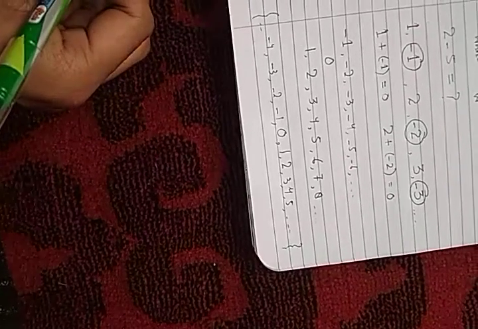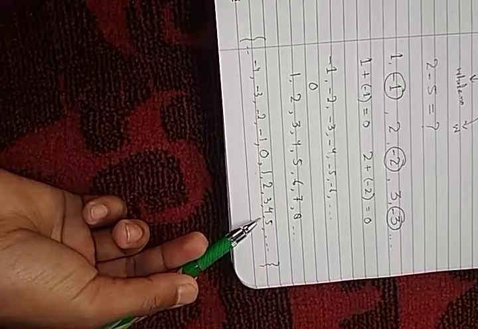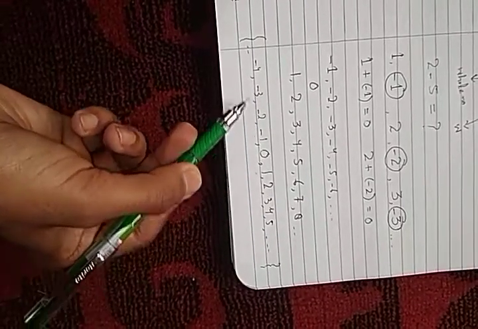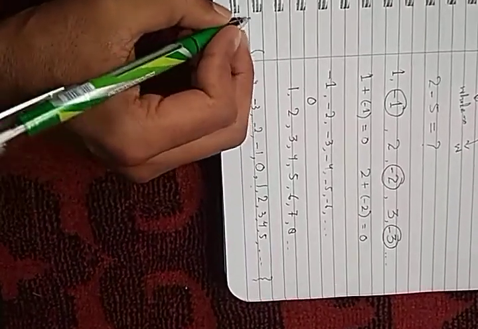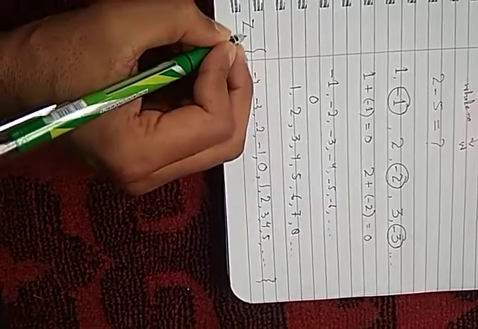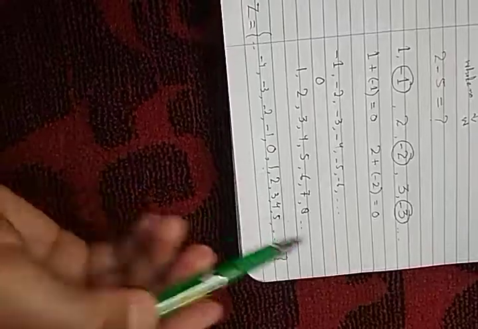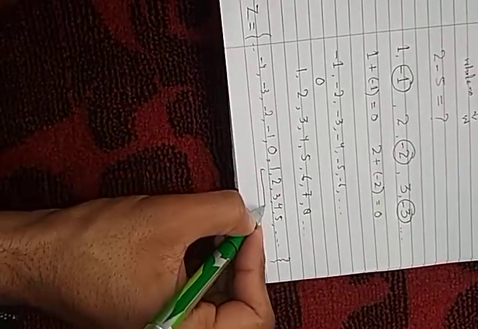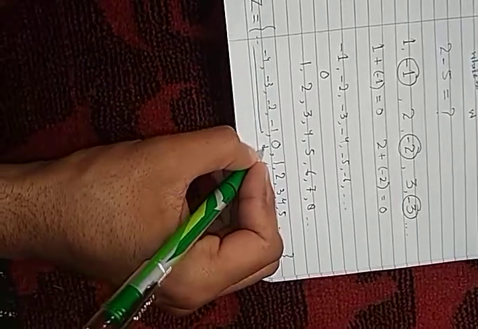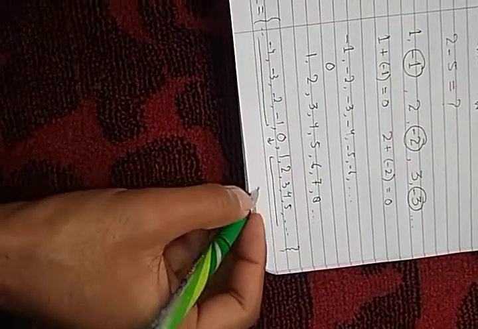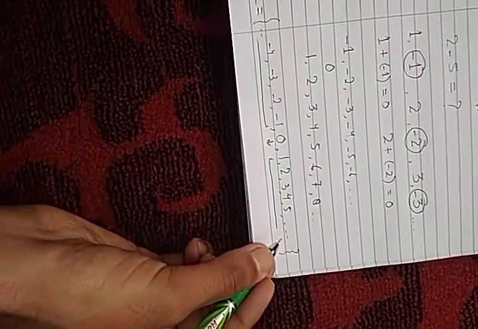That is, the set of integers consists of natural numbers, 0 and the negatives of natural numbers, and it is denoted by the capital letter I or Z. That is, Z will be equal to this set, this one, and the 0. So we can say here 1, 2, 3, 4, 5, 6, 7, 8.